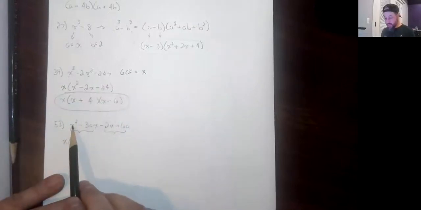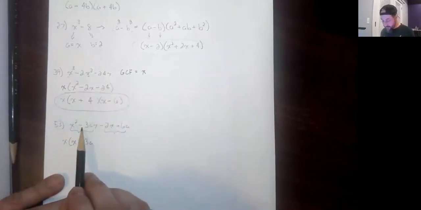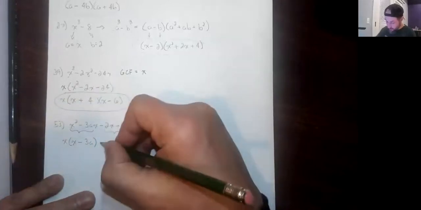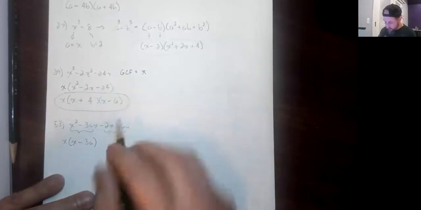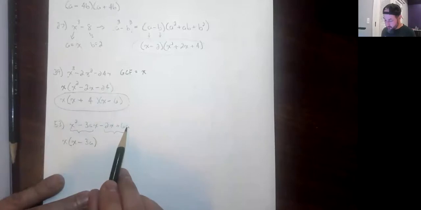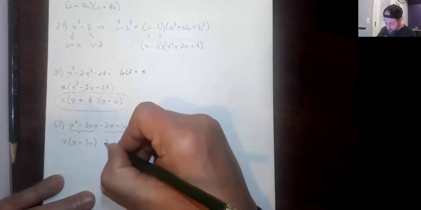When I do, I'm taking an x out of x squared, so I'm left with x. Then I am taking an x out of 3ax, so I'm left with 3a. Now here, again, I see that I can pull a 2 out. I can't pull an x out because it doesn't exist here. I can't pull an a out because it doesn't exist here. I'm going to pull a 2 out.